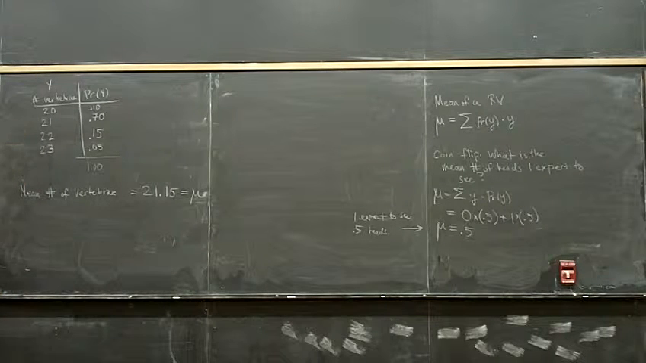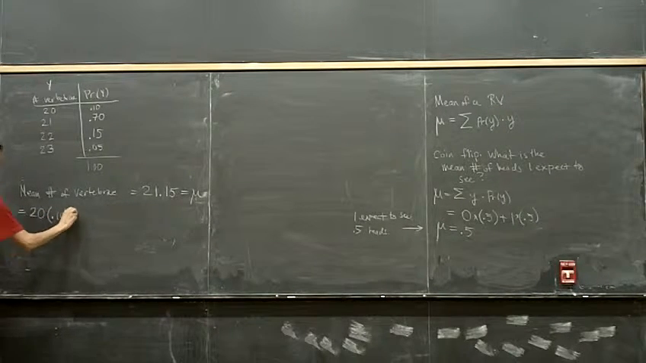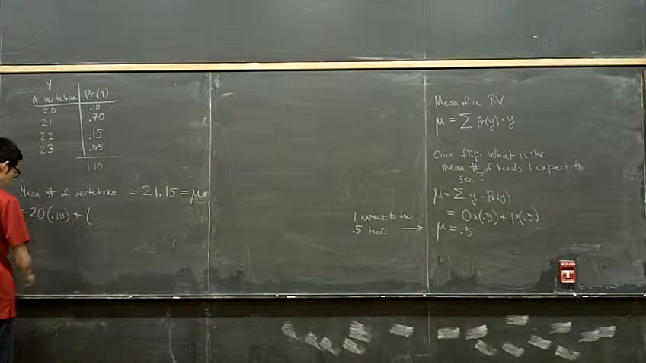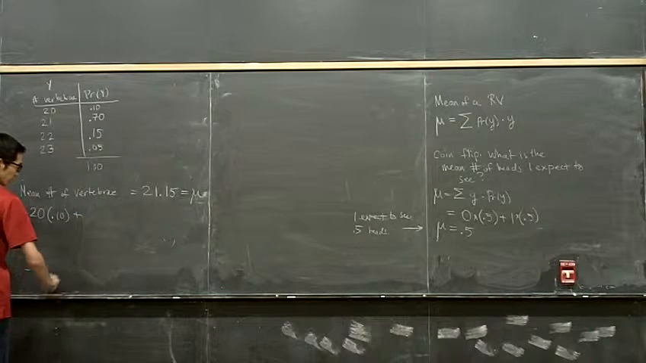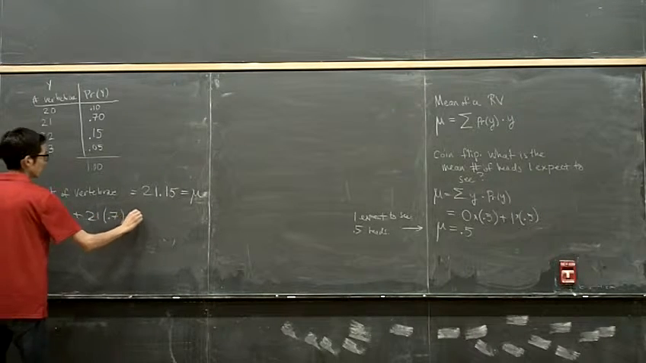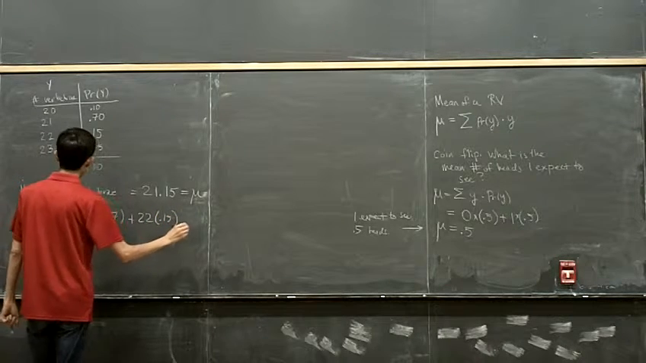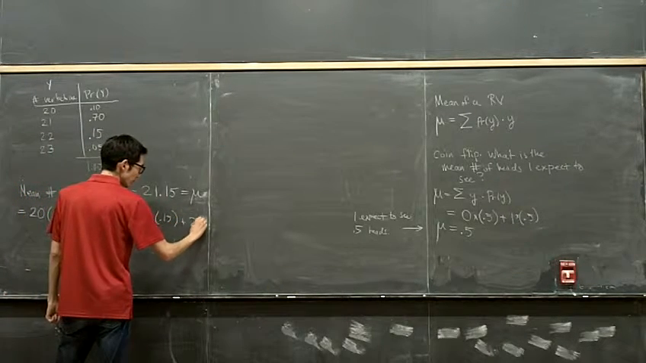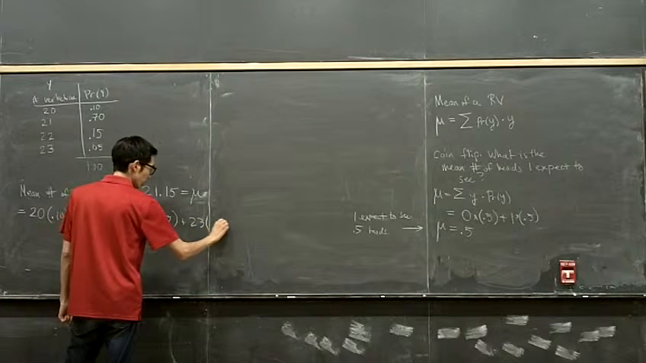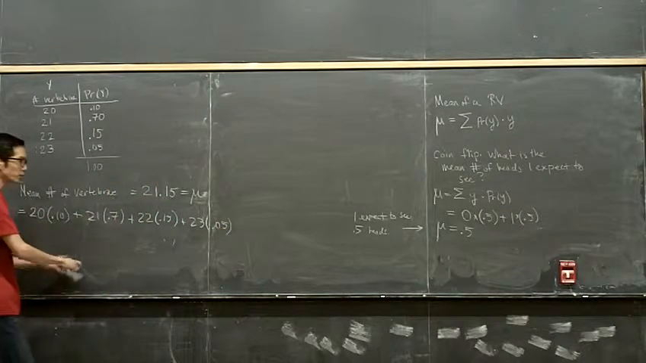And we found this by asking, what's the probability? Some fish have 20 vertebrae, and the probability of that is 10%. Some fish have 21, and I multiply that by 0.7. Some have 22, and I multiply that by 0.15. And some have 23, and I multiply that by 0.05. And when I do that, I get 21.15.